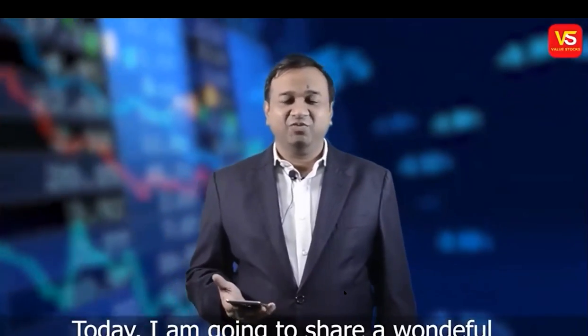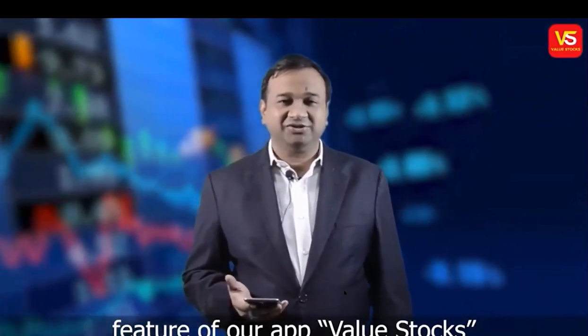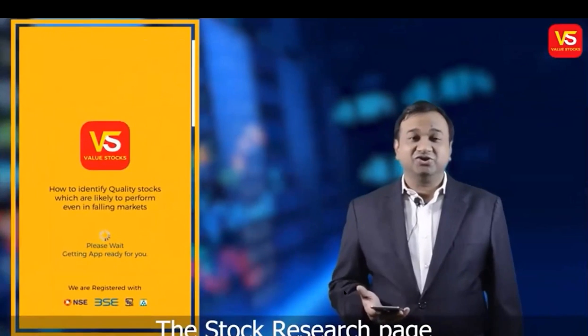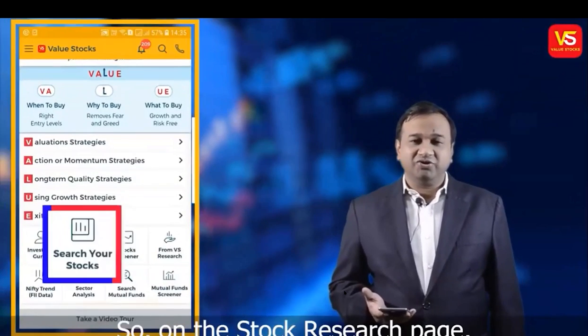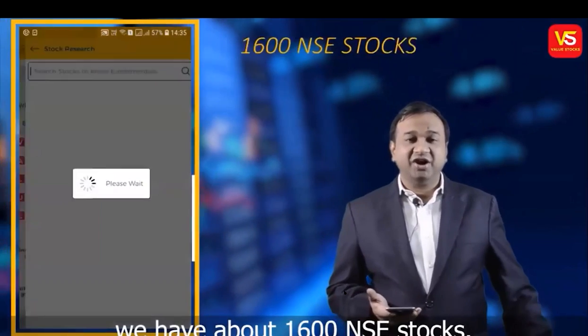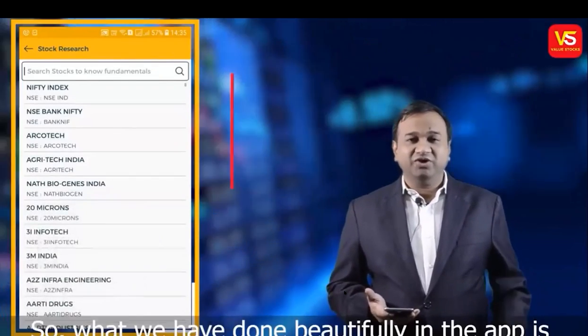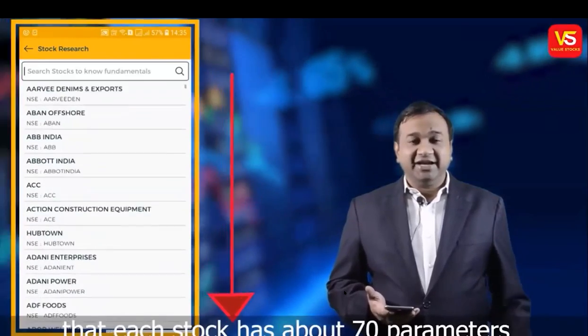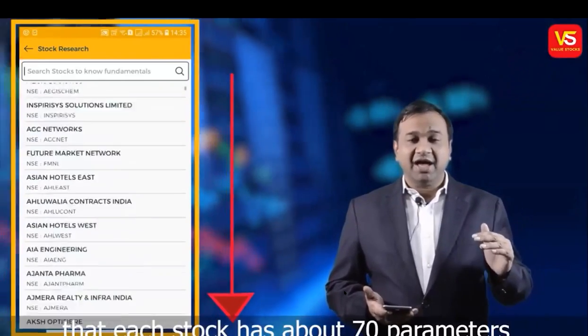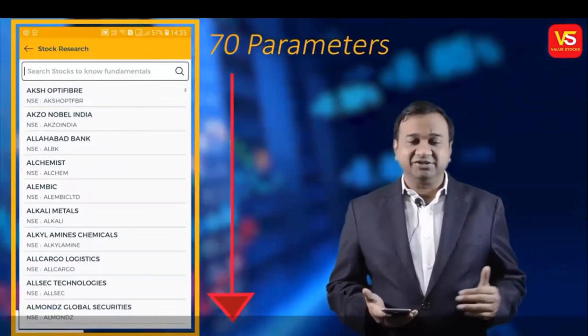Today I am going to share a wonderful feature of our app Value Stocks, the stock research page. On the stock research page we have about 1600 NSE stocks. What we have done beautifully in the app is that each stock has about 70 parameters.